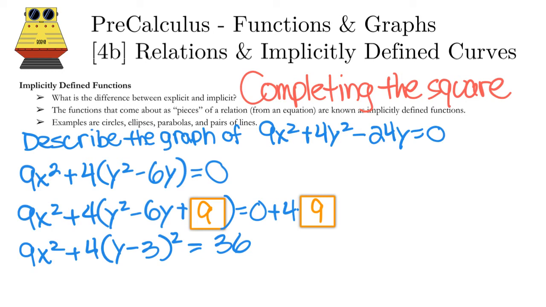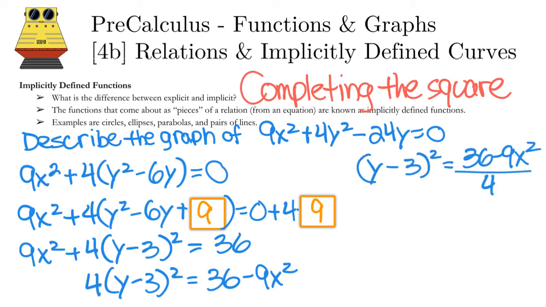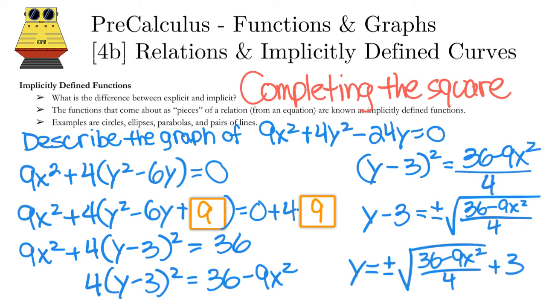Now we're mostly home free. We subtract 9x squared from both sides. 4 times y minus 3 squared equals 36 minus 9x squared. Then I divide by 4, take the square root of both sides, so I get a positive and a negative. Then I add that 3, and now I have two equations. I have a positive square root of a bunch of stuff plus 3, and a negative square root of a bunch of stuff plus 3.